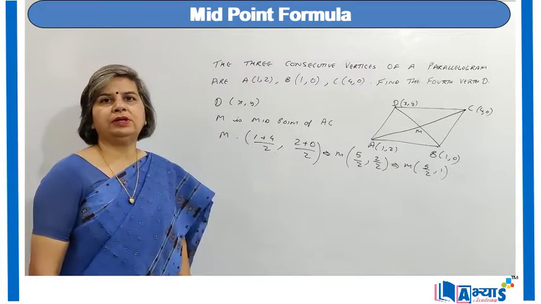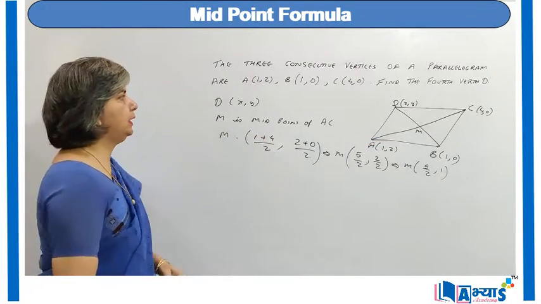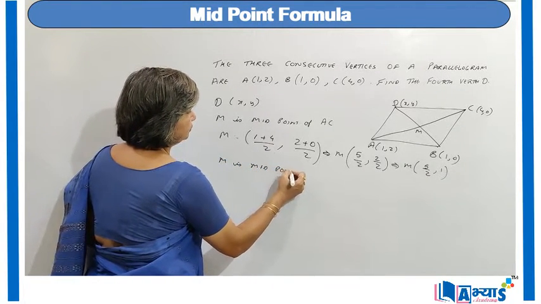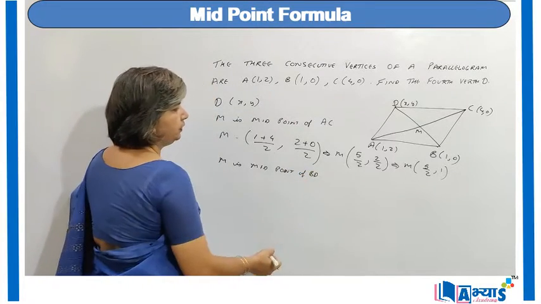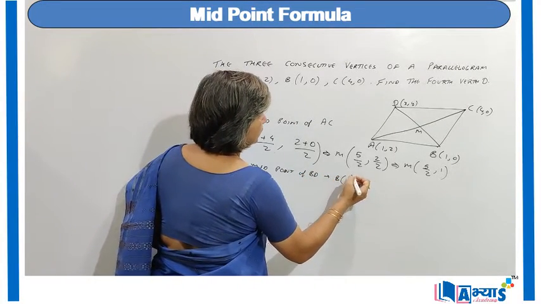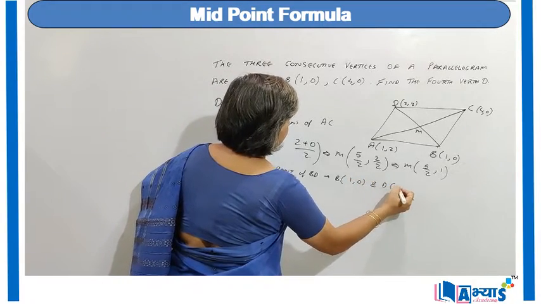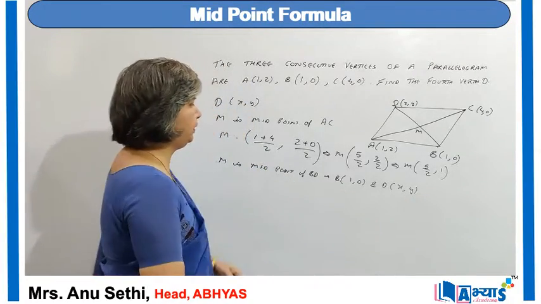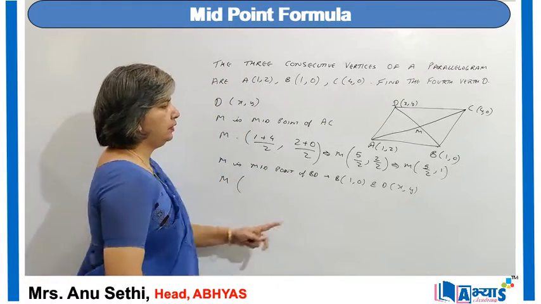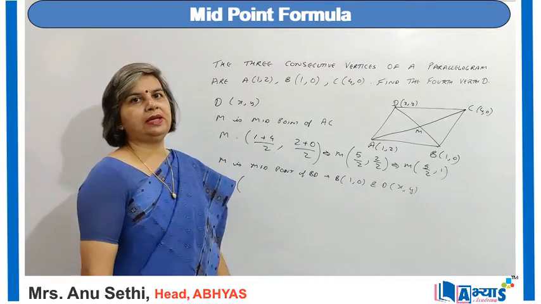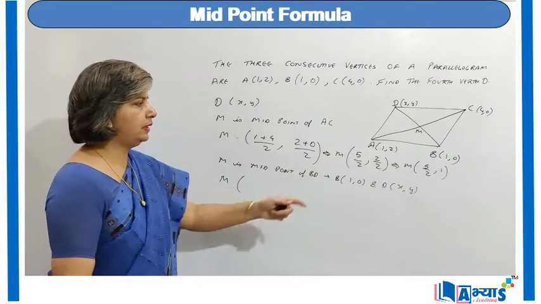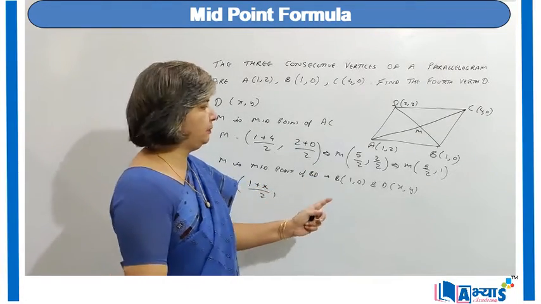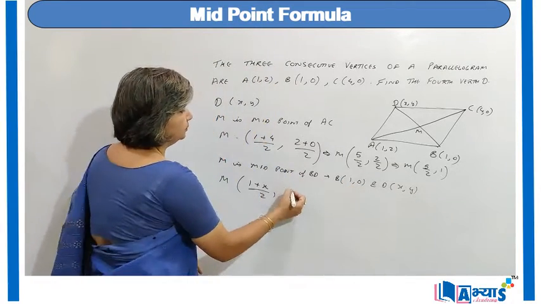Now we will try to find the coordinates of M using the endpoints B and D, because M is the midpoint of BD. So we know the coordinates of B. B has coordinates 1, 0 and D has coordinates x, y. So when we use these coordinates to find the midpoint, the coordinates of M will be 1 plus x, because we add the x coordinates of both B and D. It is 1 and x, so 1 plus x divided by 2. Similarly, the y coordinate will be 0 plus y divided by 2.